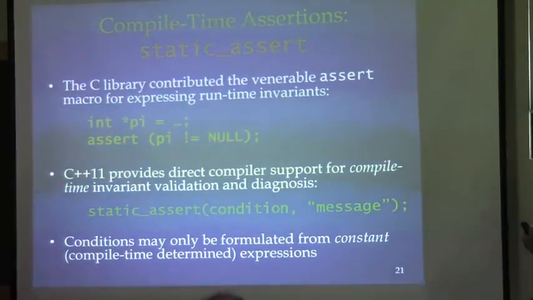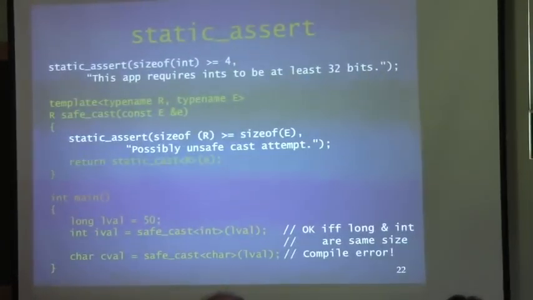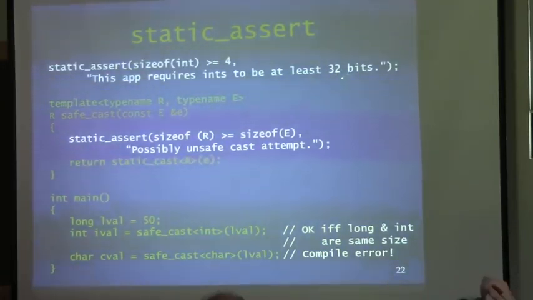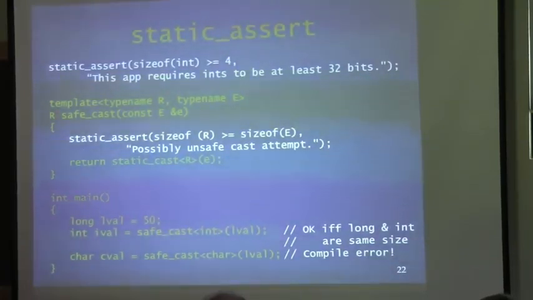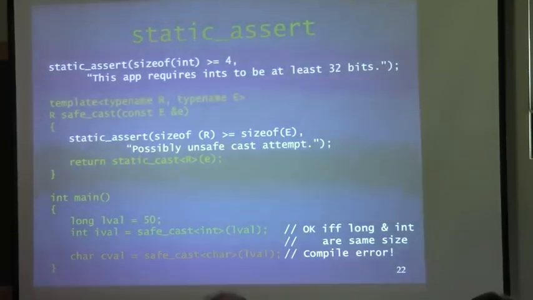All right, so let me show you some examples. So here's a nice simple one. If you have some sort of an app where you don't want it even to be compiled on systems that don't have at least 32-bit integers, this line will basically nip that in the bud, right? We're asserting that the size of an int is at least 4. If that assertion is false, then we'll get a fatal error, this message will appear, and it won't go on to link.